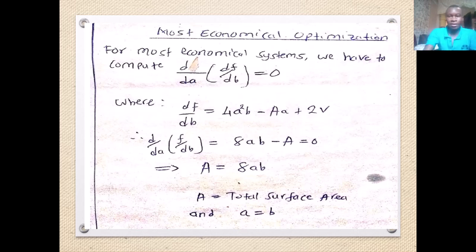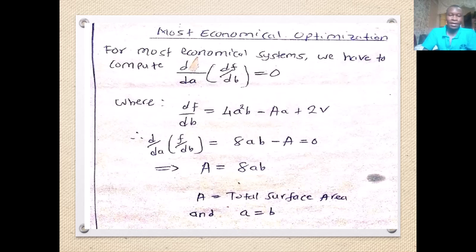Then of course, setting a to the other side, you are going to have the surface area, which is A equals 8ab. This is the surface area of an optimal or the most economical system of a cuboid that you are going to be given, of course, of the closed system. So the total surface area A is 8ab for the most economical system for optimization purposes.